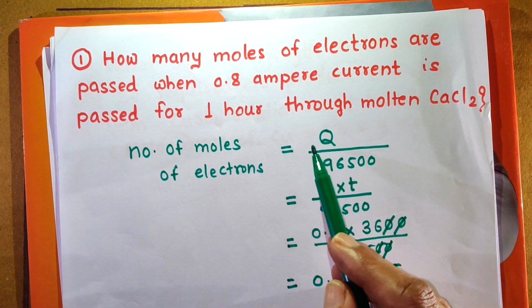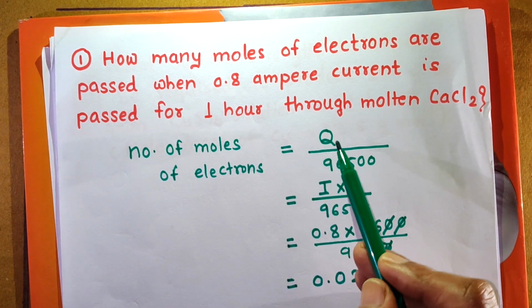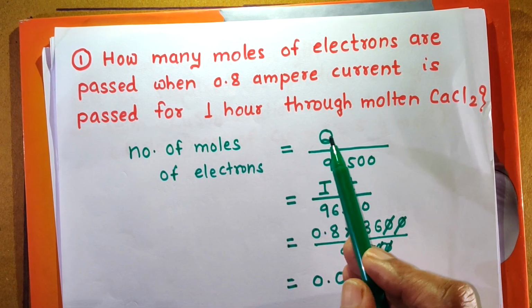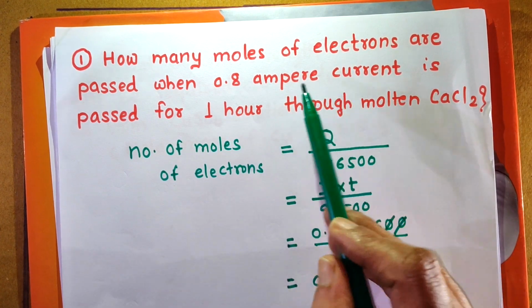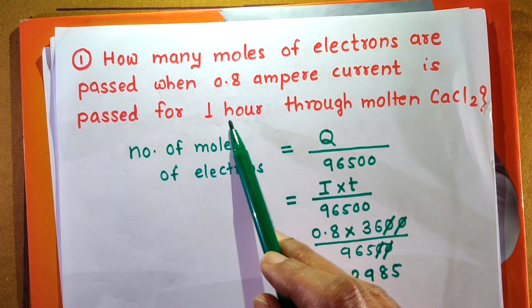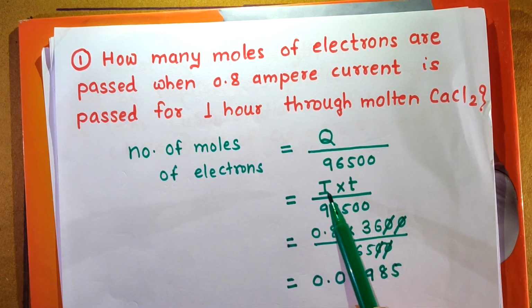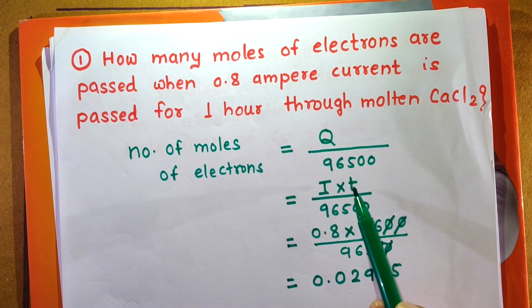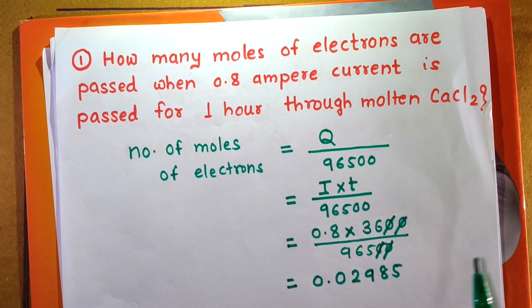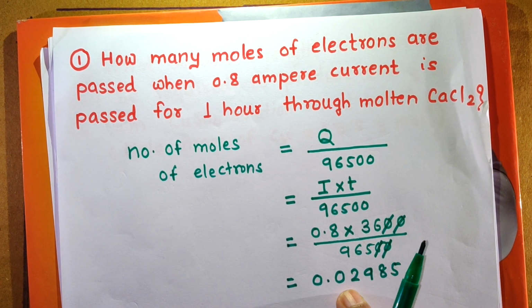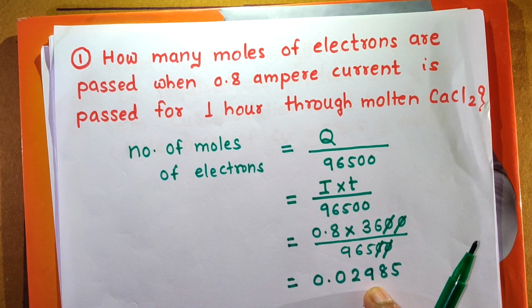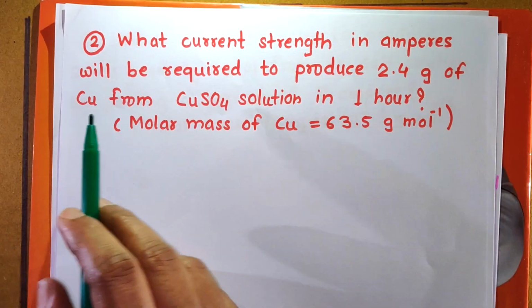If quantity of electricity is given, you can directly use the value of Q here. But here in this problem, quantity of electricity is not given. What is given? Current is given, and time for which that current is passed is given. So this formula we have to use, I into T upon 96500, and we have calculated this. Number of moles of electrons is equal to 0.02985.